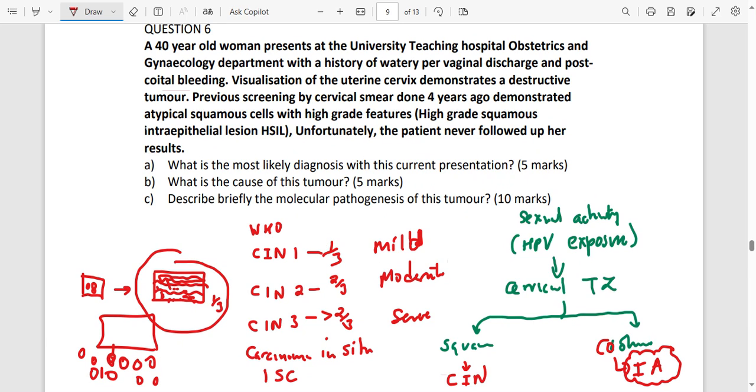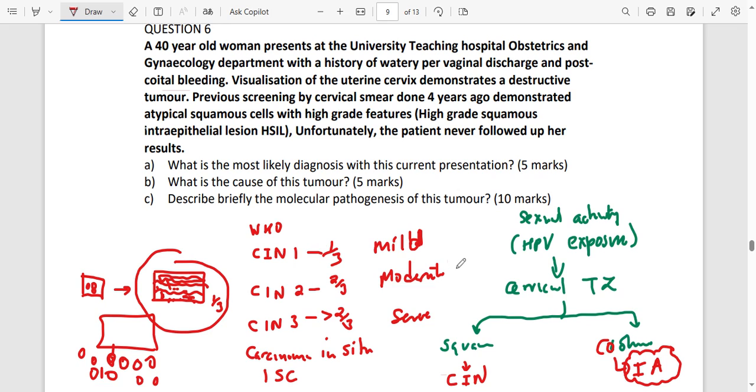Okay, so we have talked about the pathogenesis already. If you can see, sexual activity causes exposure to HPV. The HPV is now going to start multiplying, specifically high risk HPV 16, 18, 31, 33, and 35. Those are high risk. But the major ones you are going to hear of are 16 and 18. But just know 16, 18, 31, 33, 35. Those are high risk HPVs.